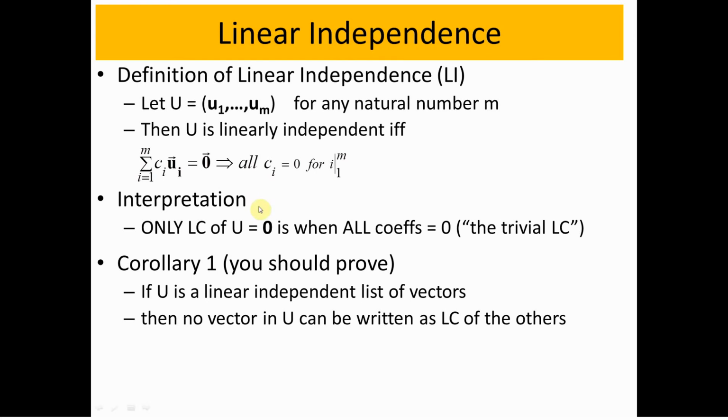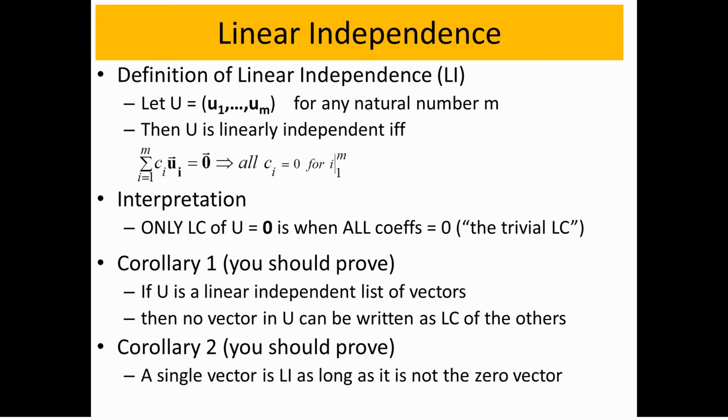So, for example, if you look at capital U, it consists of m vectors, right? An ordered list of m vectors. What we're saying is that this list is linearly independent if and only if no vector in this list can be written as a linear combination of the others. And this isn't hard to prove, but you should prove this. The second corollary is that a single vector is linearly independent as long as it is not the zero vector.